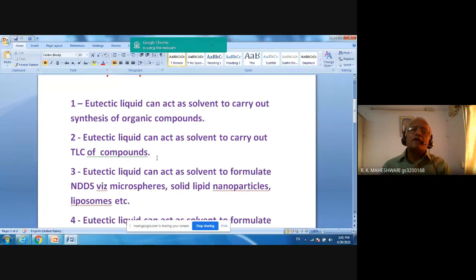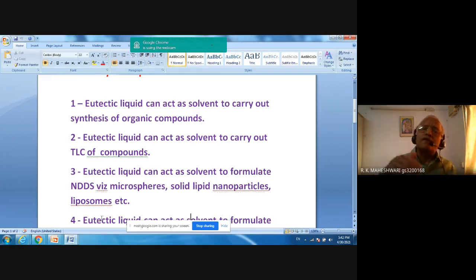In Pune, Dr. Deshmukh madam is there. Her team has done work on TLC of herbal extracts using Eutectic liquid, and she has filed an Indian patent on the use of this Eutectic liquid as solvent to carry out the TLC. Number three, Eutectic liquid can act as solvent to formulate NDDS. For example, you can make microspheres, solid lipid nanoparticles, liposomes, etc., using the solvent power of the Eutectic.